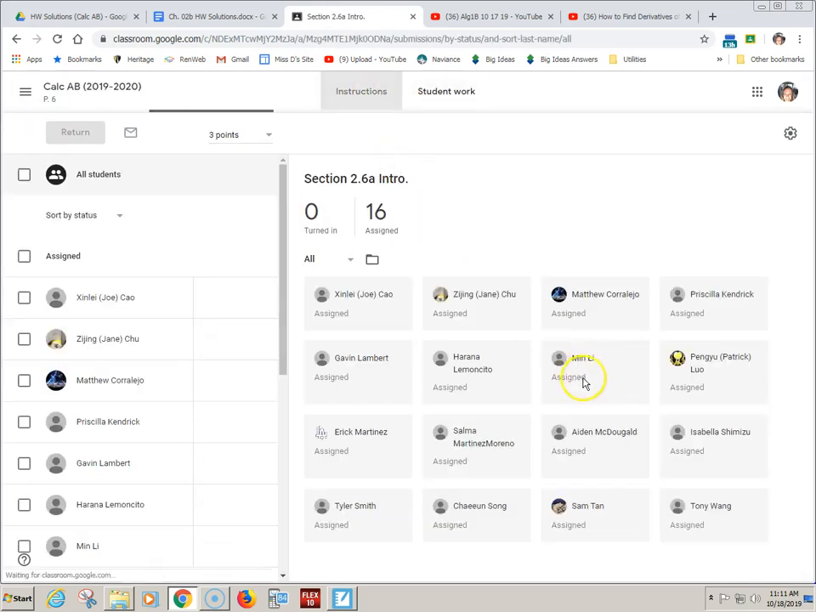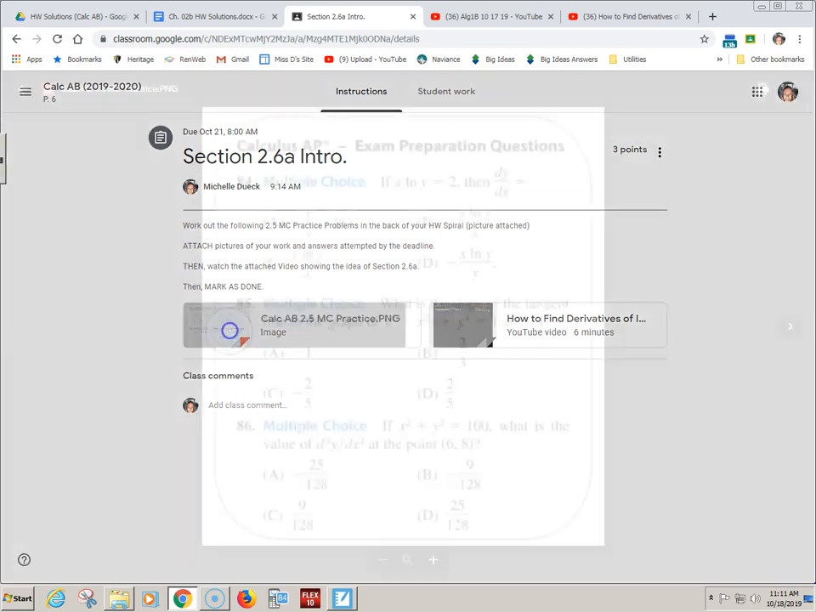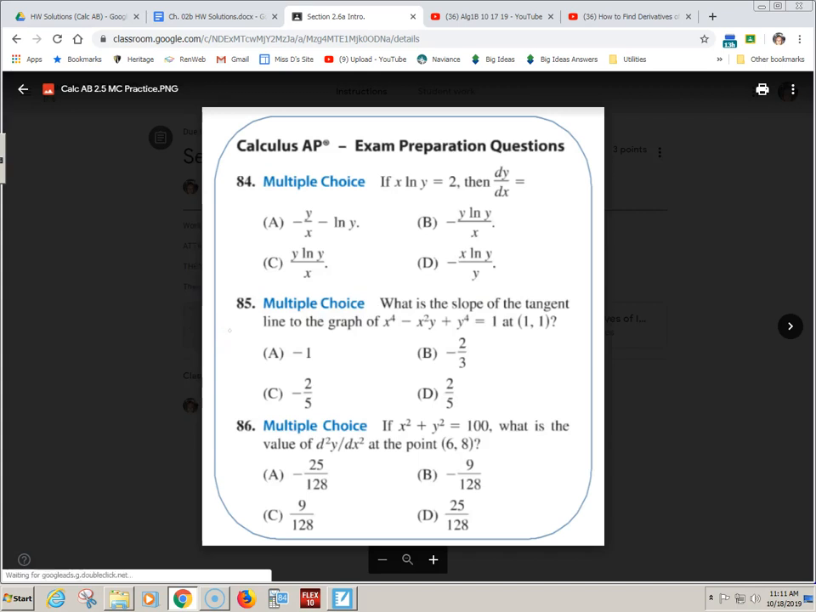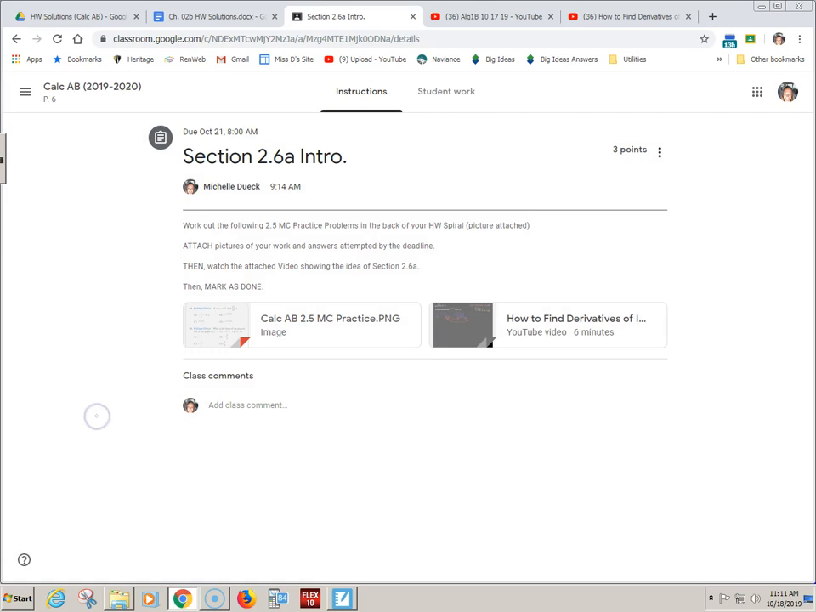What's your homework this weekend due on Monday? Work out the following 2.5 multiple choice problems. Wait, there are only 3 of them. You come in the back of your homework spiral. It's not another homework assignment in the back of your homework spiral. But wait, so what are you attaching? Just those 3 problems? Then, doesn't say mark is done.